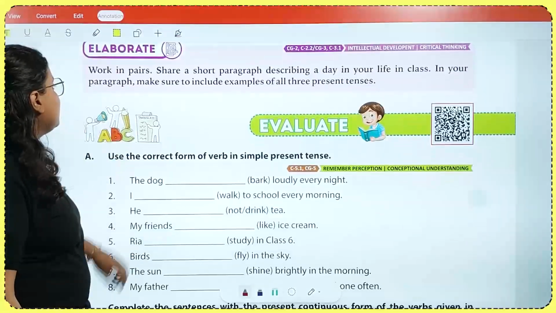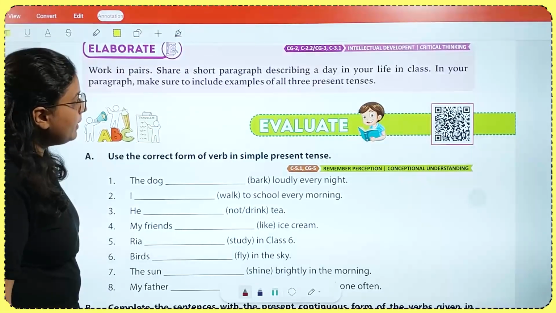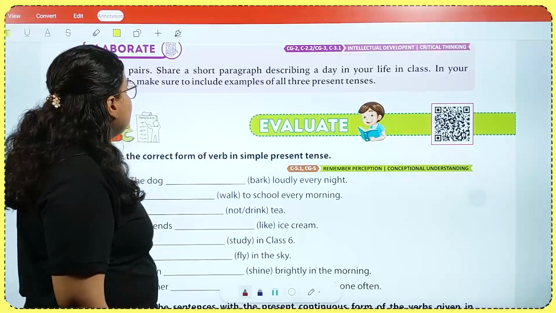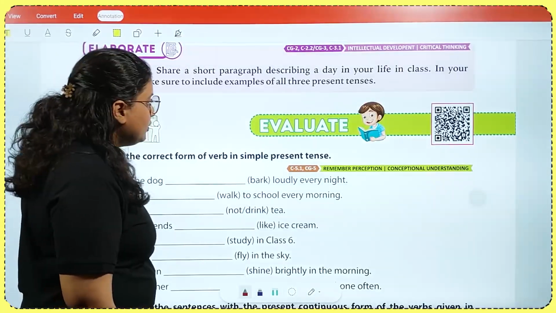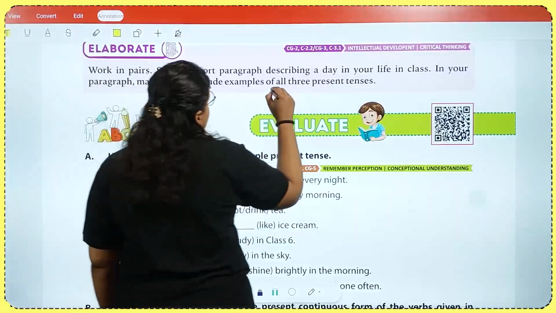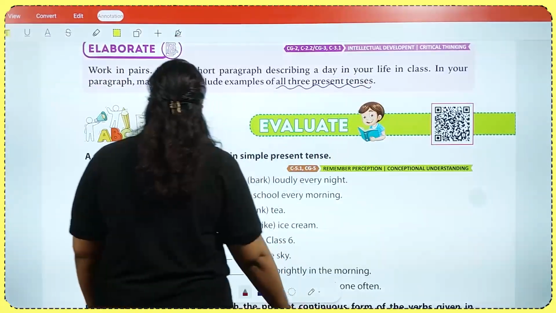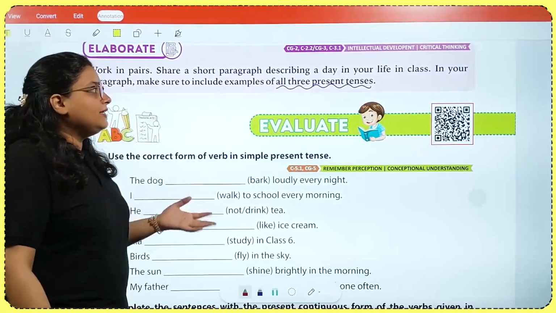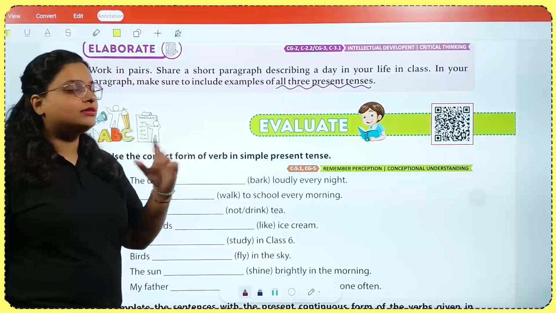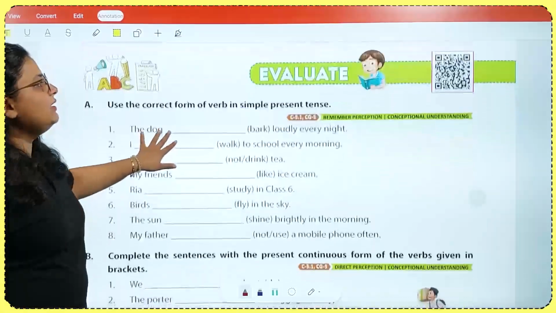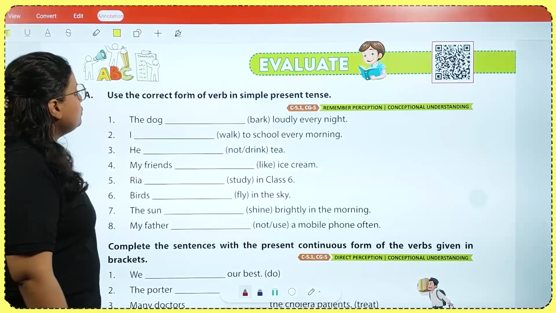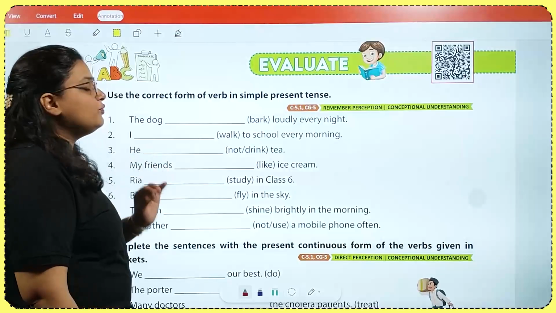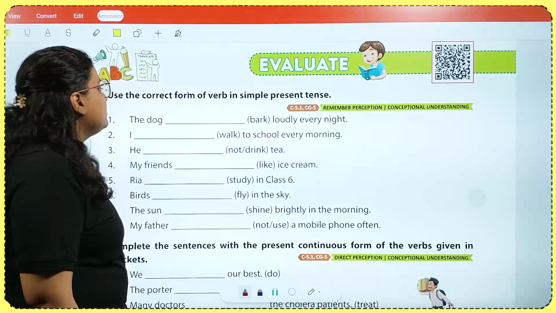Let's elaborate something. Work in pairs. Share a short paragraph describing your life in class. Your paragraph must make sure to include examples of all these three present tenses. Okay, you have to write something about your life, and it should include something related to your present, and you have to use all the three tenses. Okay. Now let's evaluate ourselves. Use the correct form of verb in simple present tense.